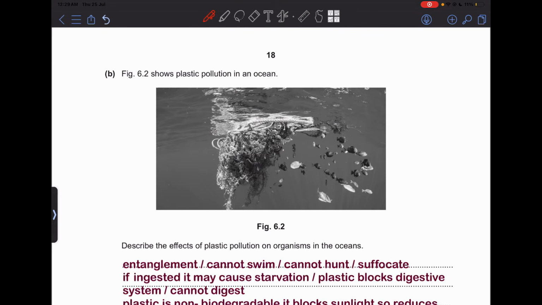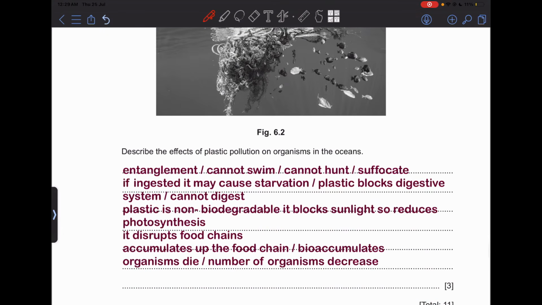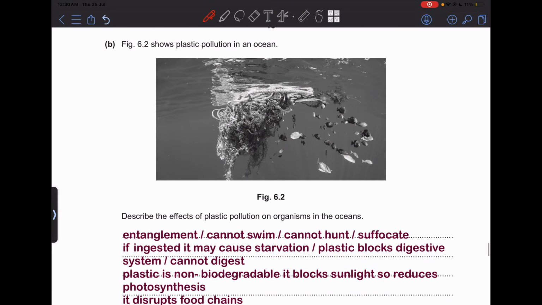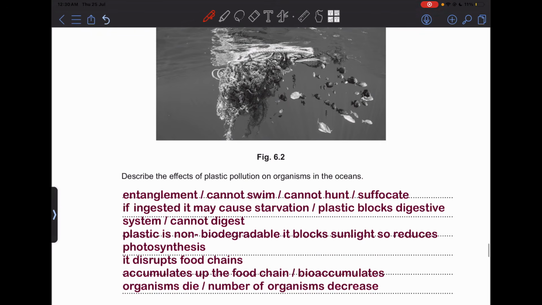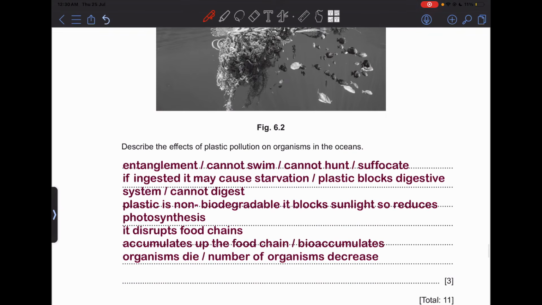B says figure 6.2 shows plastic pollution in an ocean. Describe the effects of plastic pollution on organisms in the oceans. So plastic pollution is very harmful for animals or organisms in the ocean because it can cause entanglement, which means that they are basically stuck in the plastic. They cannot swim, they cannot hunt, they cannot do anything, they cannot even eat because they will be suffocated.